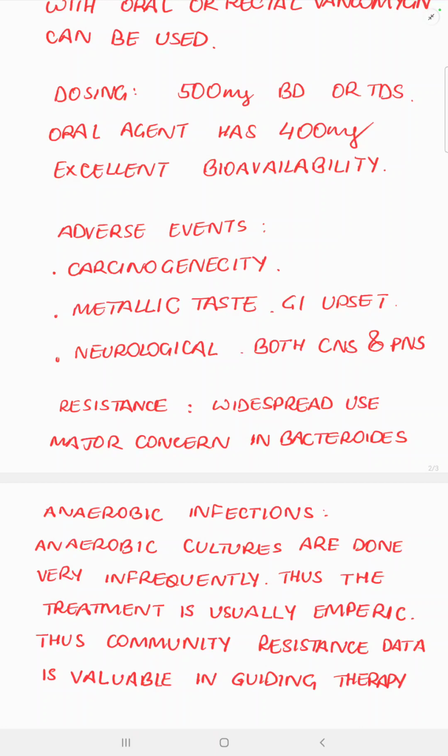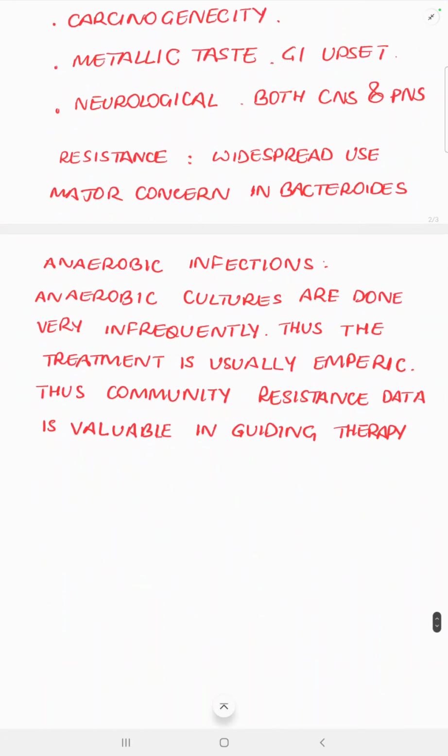And even after the culture report turnaround, if you still suspect that there could be an anaerobe involved, you continue with the drug. Community resistance data is valuable in guiding therapy because of the large spread use of metronidazole in the community, because it is available as an oral agent and is frequently used empirically for diarrheal illness. That is one of the concerns.